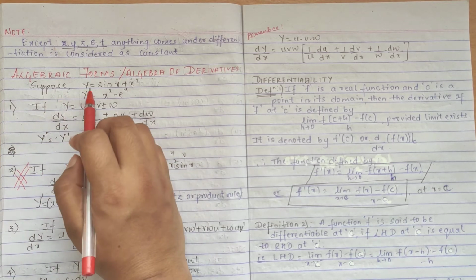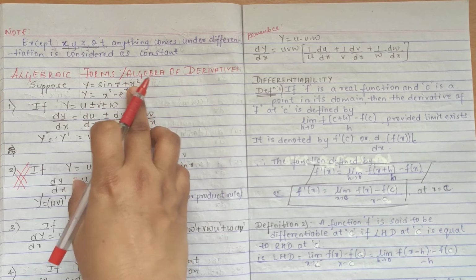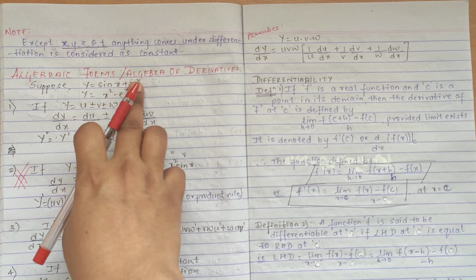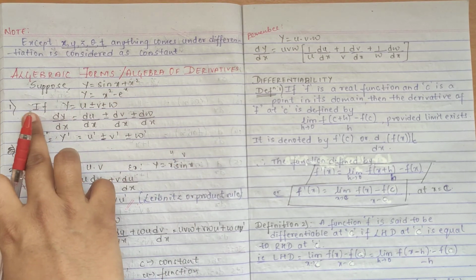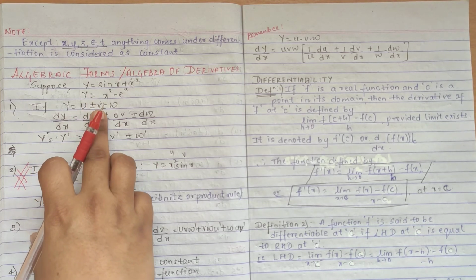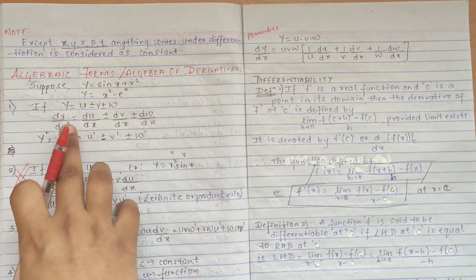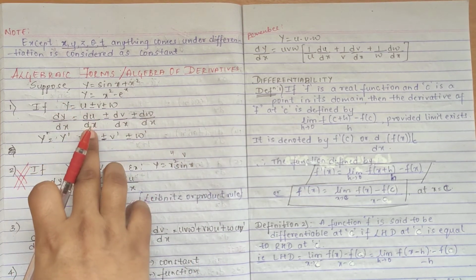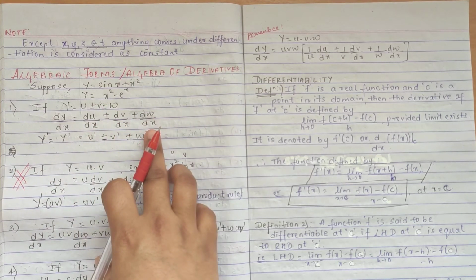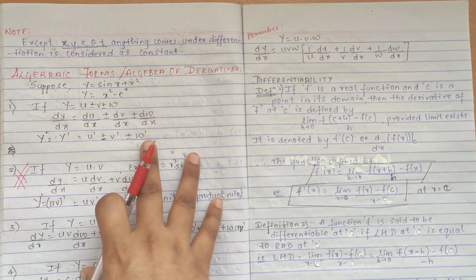Suppose, for example, you have y is equal to sin x plus x square. They tell you to differentiate sin x plus x square, or x square minus e to the power x. How do you differentiate? We differentiate it separately. So that is the standard form: if y is equal to u plus or minus v, plus or minus w, meaning if you have any other term, plus or minus, then dy by dx will be du by dx plus or minus dv by dx plus or minus dw by dx. Separately you are differentiating, and whatever the sign is, plus means plus, minus means minus.